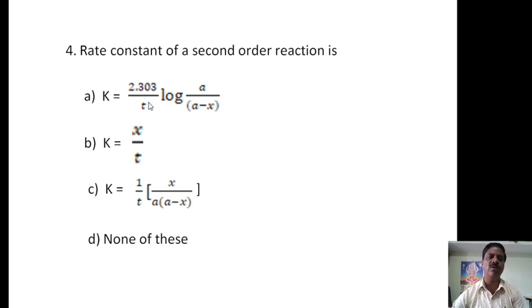The first option is wrong. Why? k is equal to 2.303 divided by t log of a divided by a minus x is the rate constant equation for a first order reaction, and k is equal to x divided by t is the equation for a zero order reaction. Therefore, C must be the answer for this question.